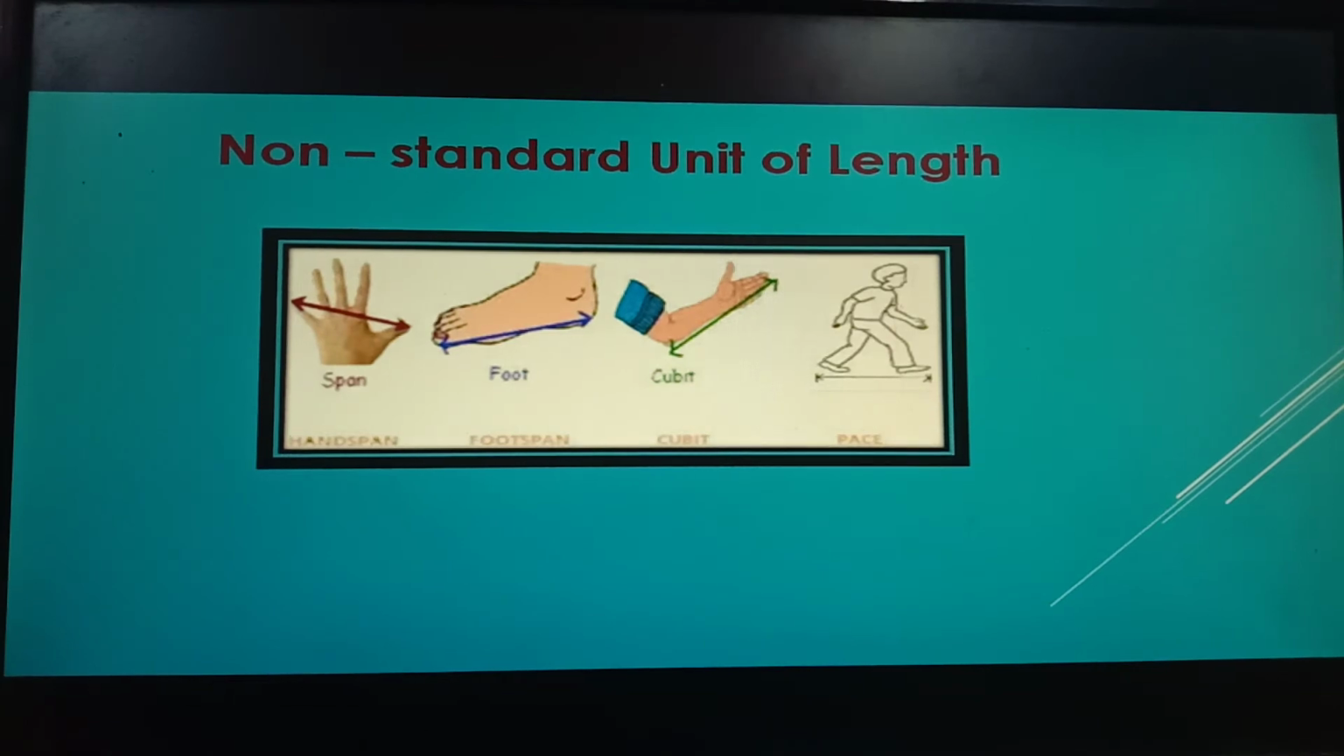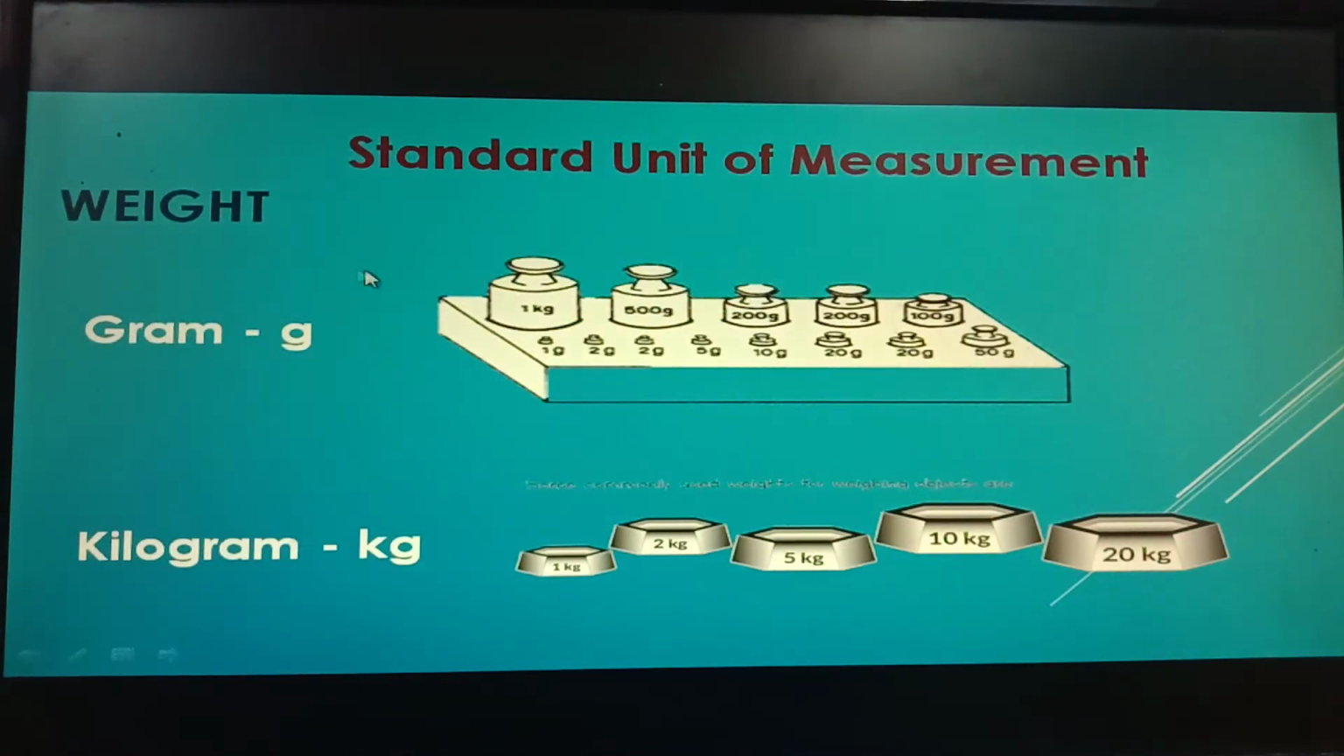Standard, non-standard unit of length. Earlier we saw hand span, foot span, cubit, pace. Standard unit of measurement. Weight is described in two categories, gram and kilogram. G is short form of gram, kg is short form of kilogram.